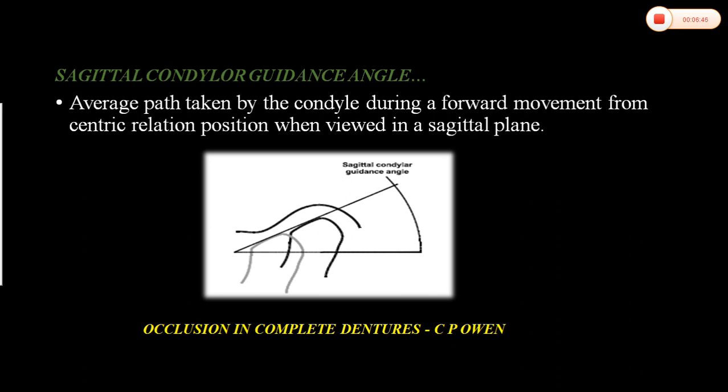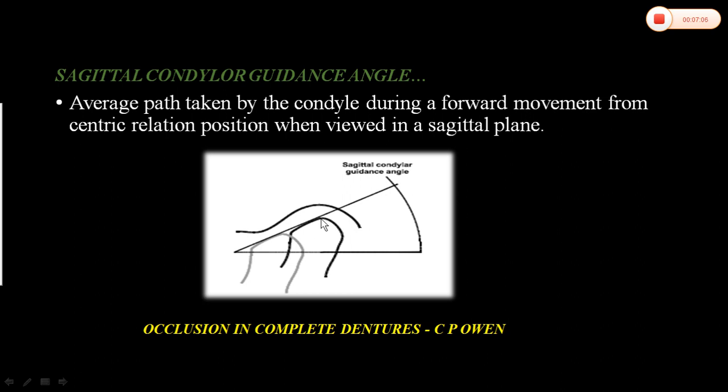Sagittal condylar guidance angle: the average path taken by the condyle during a forward movement from the centric relation position, when viewed in a sagittal plane. As we saw in the previous slide, when the condyle is in centric relation position, it will be in the rest position in the glenoid fossa.